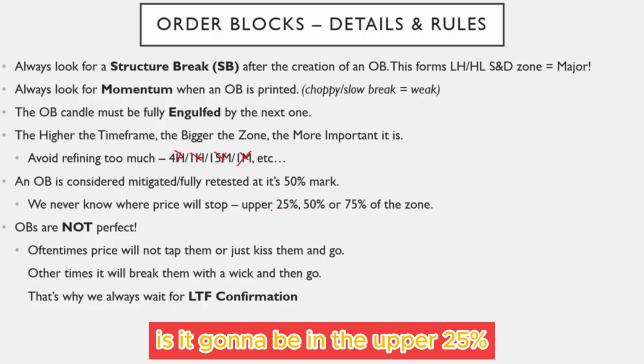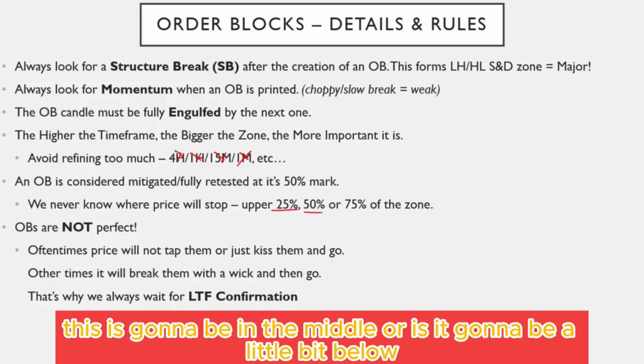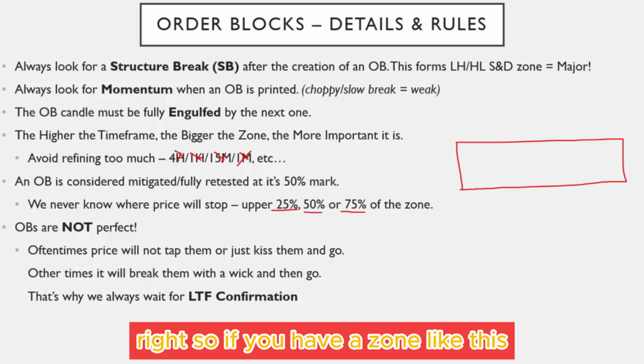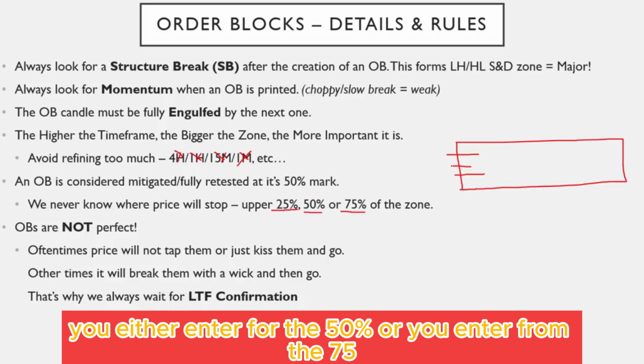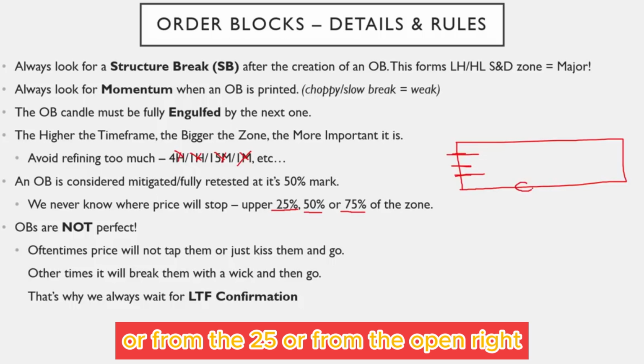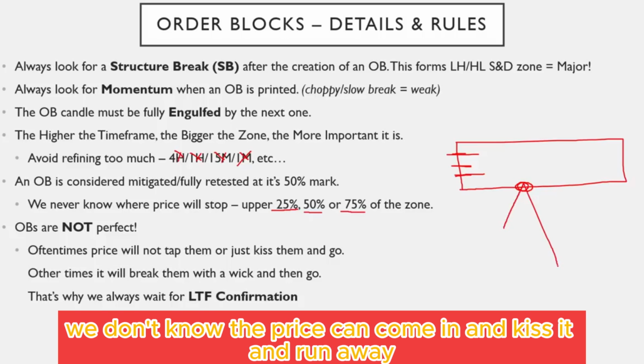and reverse. Is it going to be near the 25%? Is it going to be in the middle, or is it going to be a little bit below? If you have a zone like this, you have 25, you have 50, and you have 75. And then what a lot of people do is, again, you either enter from the 50%, or you enter from the 75 or from the 25, or from the open. We don't know. The price can come in and kiss it and run away.